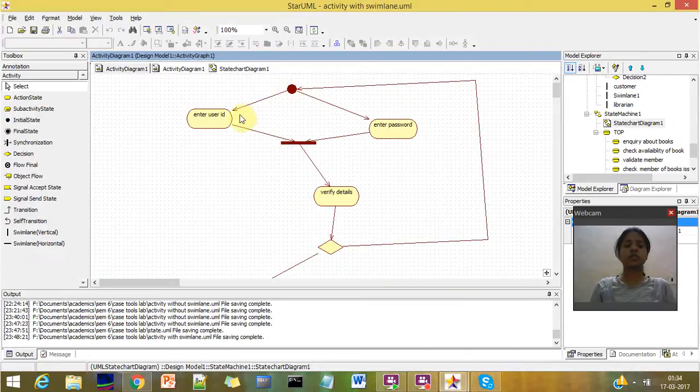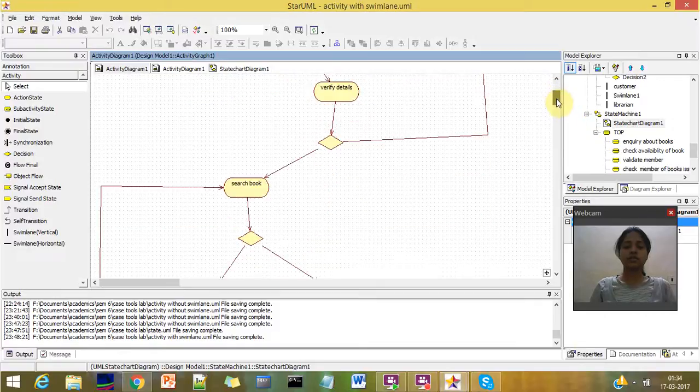It's an initial state. This is my fork system call, which splits into two concurrent calls. My two states are enter the user ID and entering password. Then it comes and joins to the synchronization state. Then it splits into verify details, which goes to a decision, in which if the verify details is valid, then it will further access the search book facility.